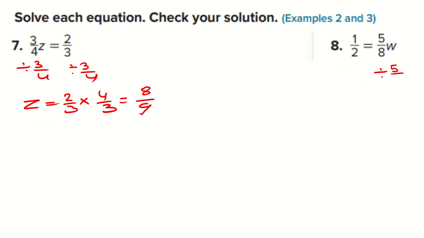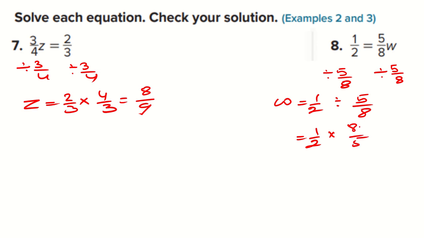Now here same method. Divide by 5 over 8, divide by 5 over 8. So it will be w equal to 1 over 2 divided by 5 over 8 means 1 over 2 multiplied by 8 over 5. 8 divided by 2 is 4. So the answer will be 4 over 5.